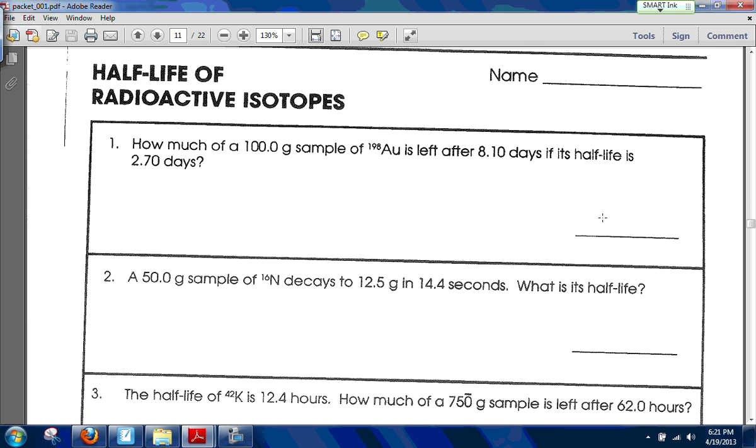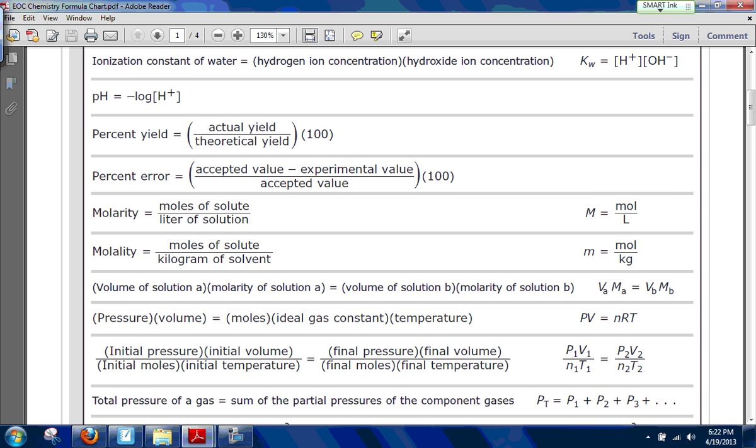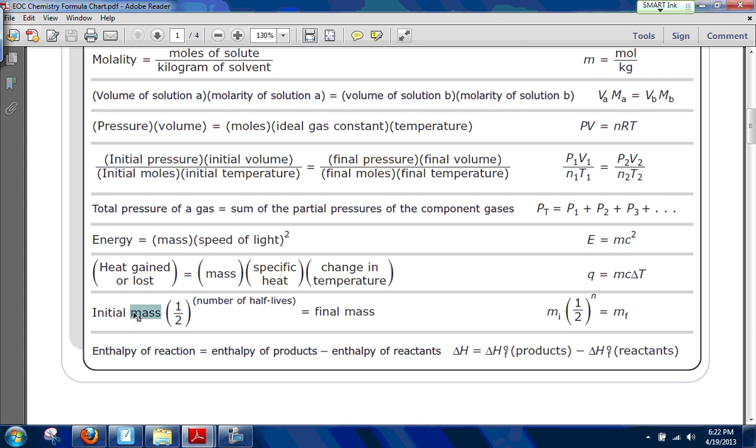All right, half-life of radioactive isotopes. Oh no, it's one we haven't done in class before, and they didn't give you examples, but it's really not that difficult. It's on your formula chart. It says, how much of a 100-gram sample of gold 198 is left after 8.10 days if the half-life is 2.70 days? On the first page of the formula chart, it says initial mass times 1/2 raised to the power of the number of half-lives is equal to the final mass. It's right here.